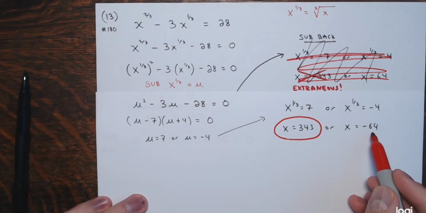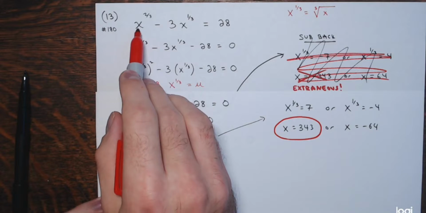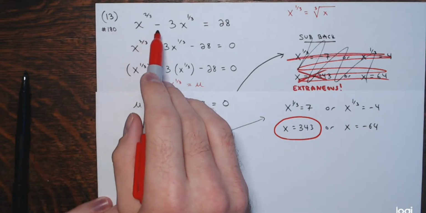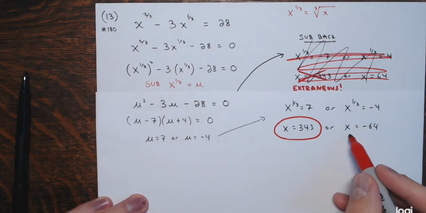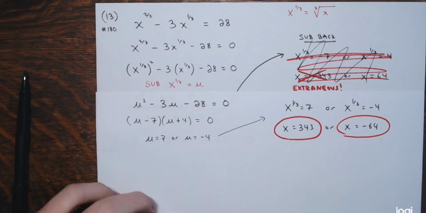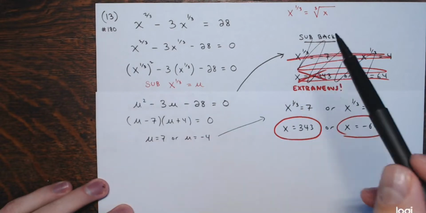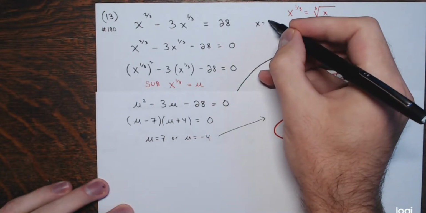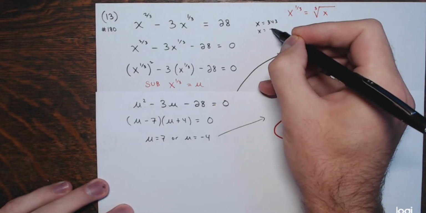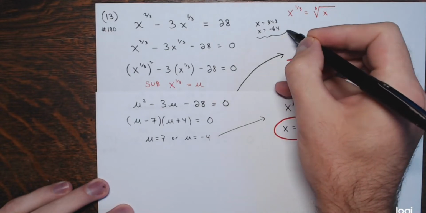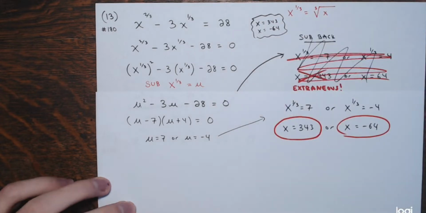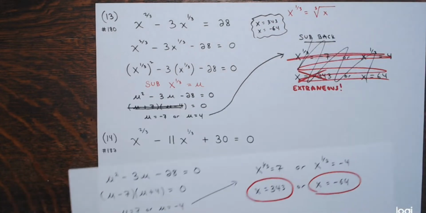Then -64. This would be positive 16, and then plus 12 would be 28. So these work. I am so sorry yet again. So this is why you check your solutions. This is why you check. Try to fix your mistakes, see if you can find mistakes. So the solutions to number 13 here are 343 and -64. Both of those work. Wonderful. Again, my apologies for the bad factoring.